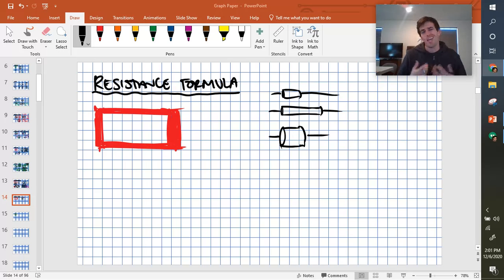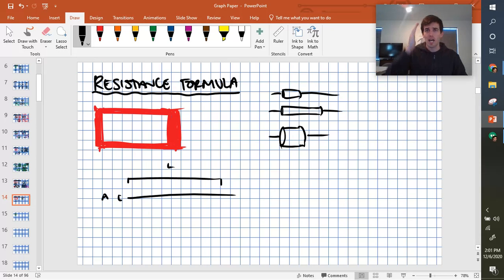For this particular equation, it's just to find the resistance of a wire. And by wire, we mean something that has a uniform shape all the way down, and it has two dimensions that we really care about. We care about the length of the wire, and we care about what's called the cross-sectional area. What that means is if you cut the wire and you looked at it on the face and you measured the area of the face, that would be the cross-sectional area.